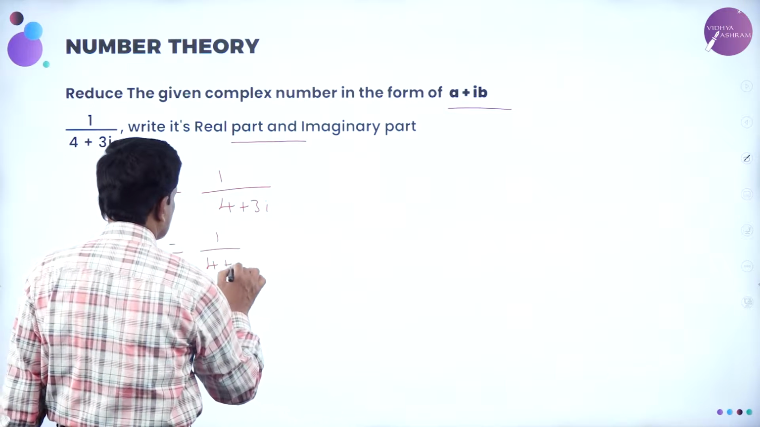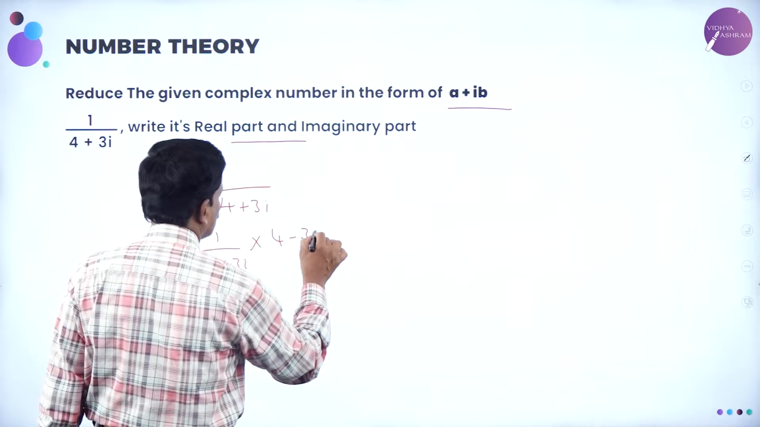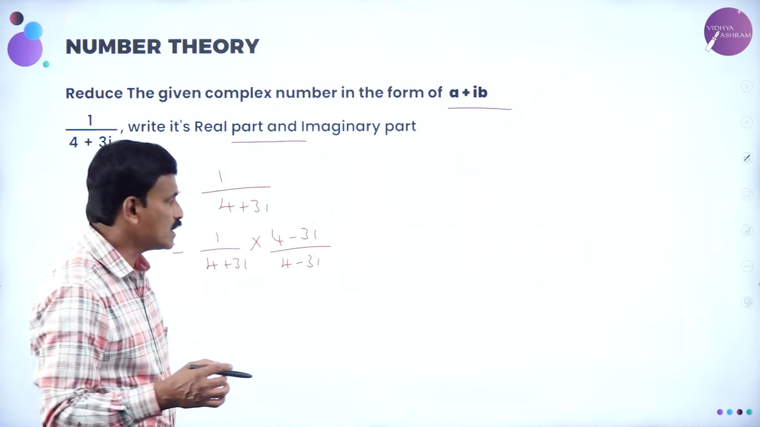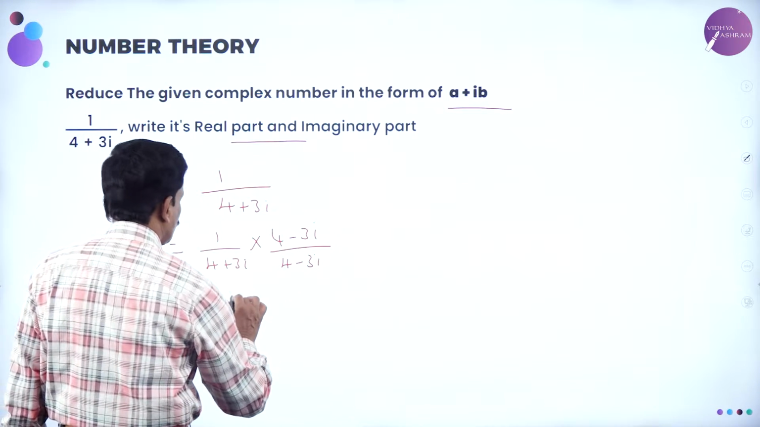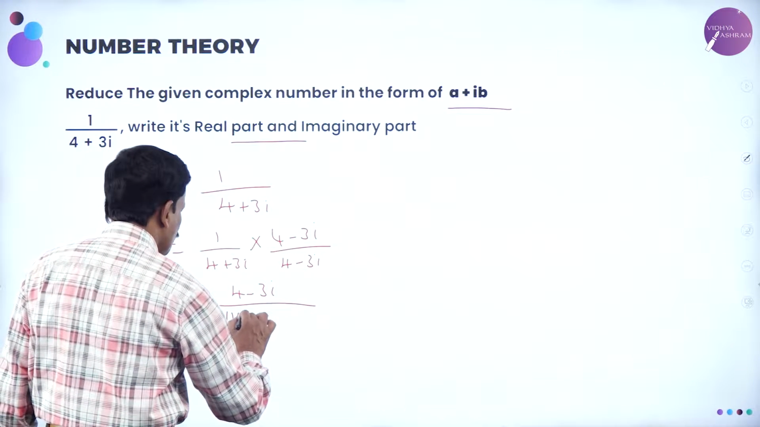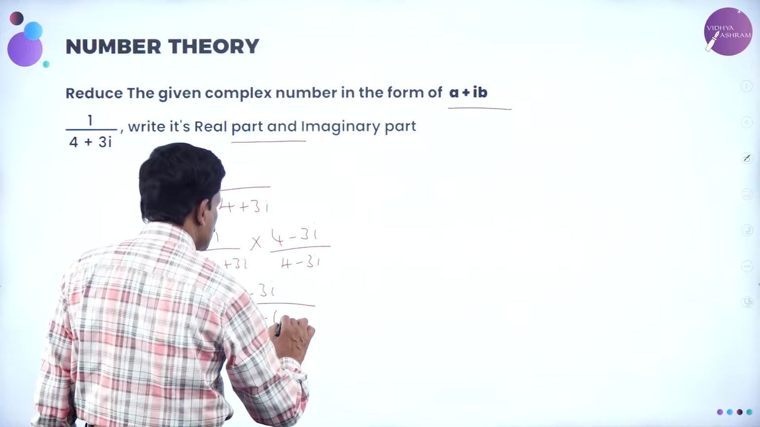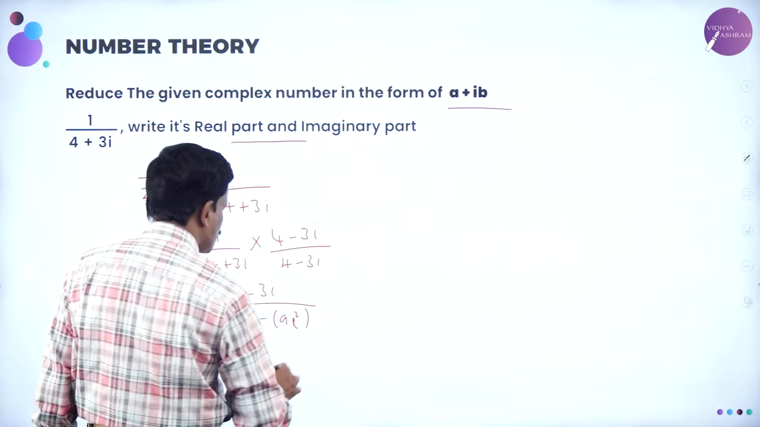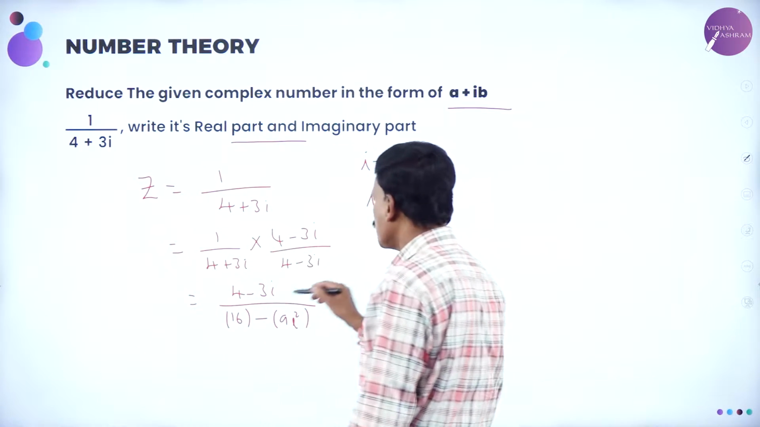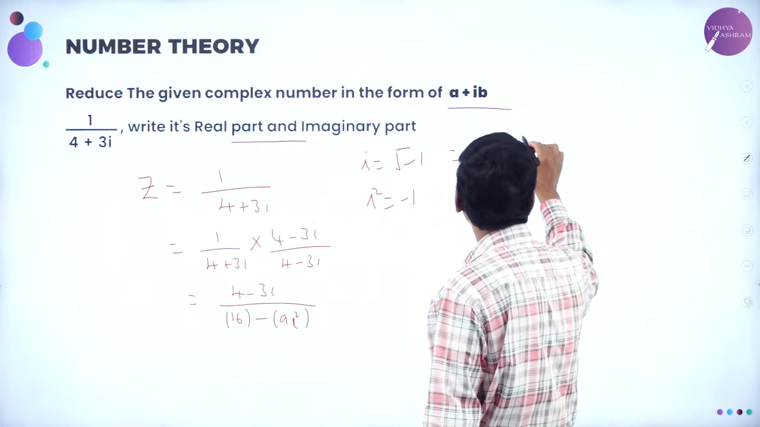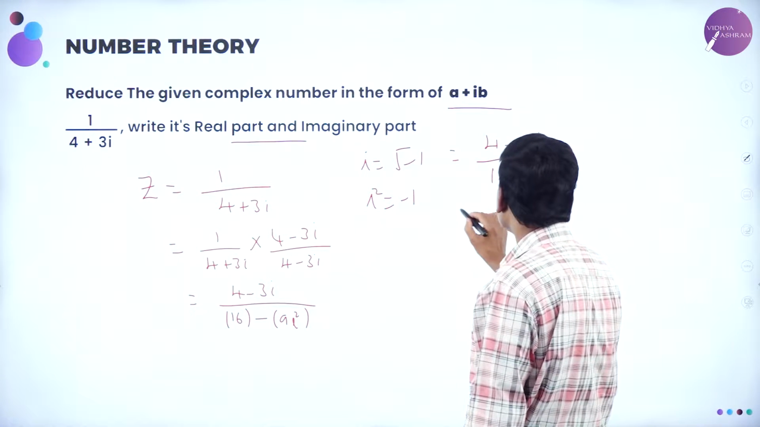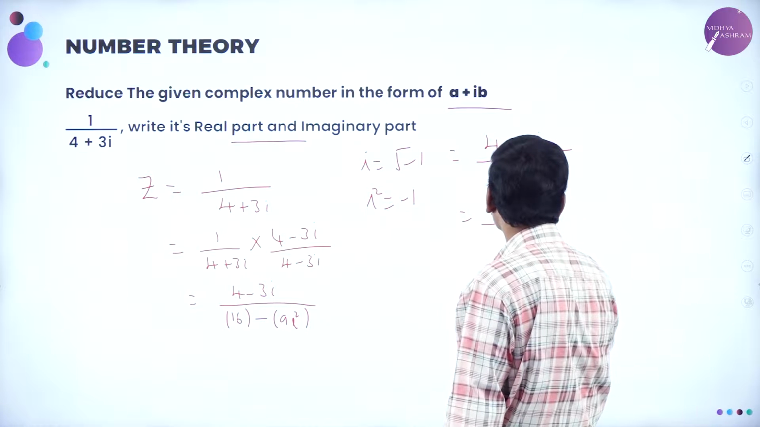1 over 4 plus 3i, just multiply both numerator and denominator by 4 minus 3i. Just multiply and divide by 4 minus 3i by 4 minus 3i. Multiply this. 1 into 4 minus 3i is 4 minus 3i divided by, 4 4s are 16, that is 4 square is 16, minus into plus it is minus, 3 3s are 9, i into i is i square. Since you know i is equal to root of minus 1, i square is equal to minus 1. This can be written as 4 minus 3i divided by 16, i square is minus, minus into minus plus. So 4 minus 3i divided by 25.